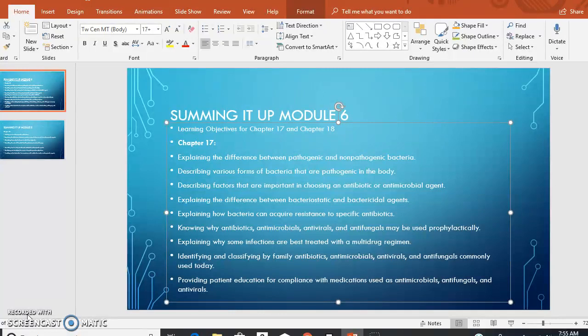So this week we had two chapters that we worked on. We talked about antimicrobials and antivirals. Looking at our module chapter 7, we explored the differences between pathogenic and non-pathogenic bacteria, described various forms of bacteria, and described factors that are important in choosing antibiotic and antimicrobial agents.